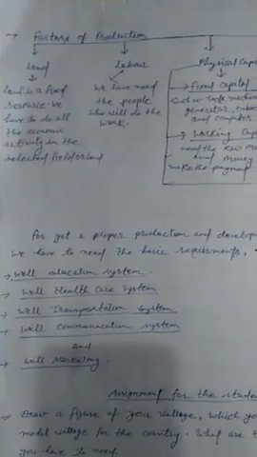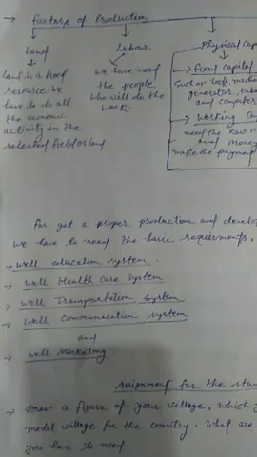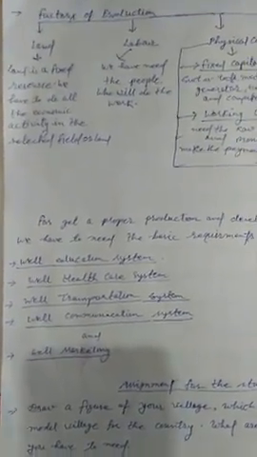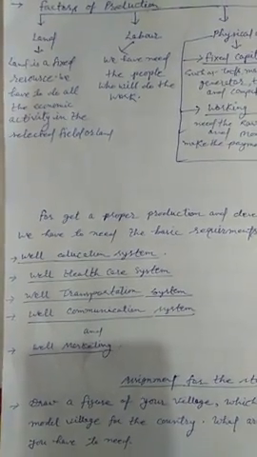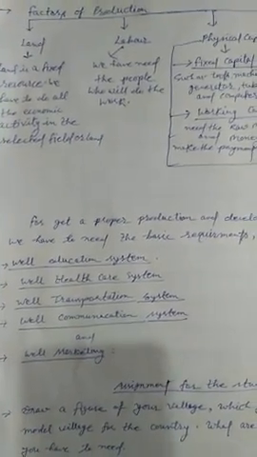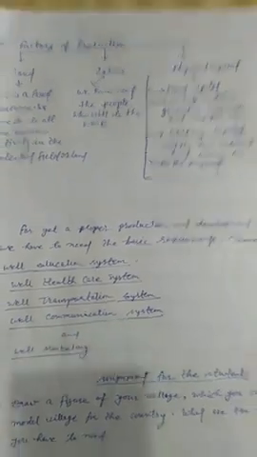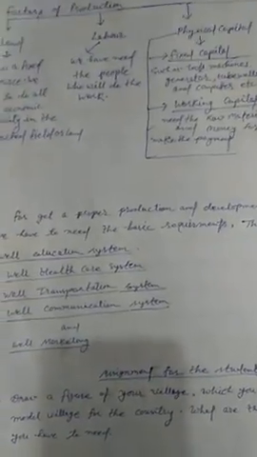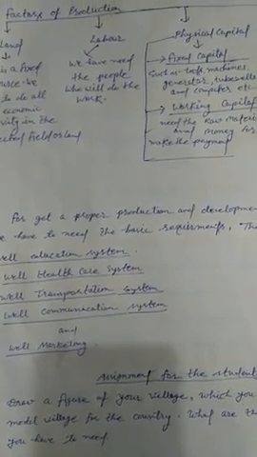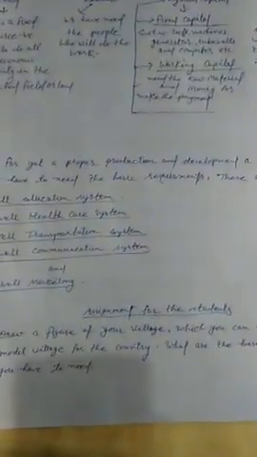You have already known these, and you will read the chapter, and I am noting here the important points. These are: a good education system, good healthcare system, good transportation system, good communication system, and good marketing. You will read the chapter and understand all these points very carefully and sincerely. And now I am giving you an assignment.